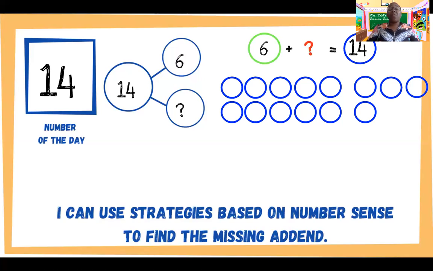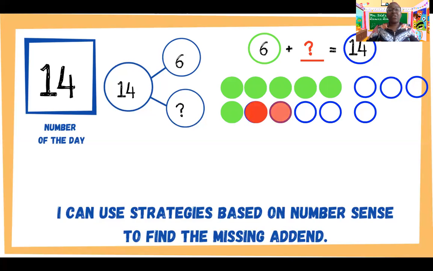Did you say that we're going to color in 6 of our circles to represent our first add-in? If you did, you're absolutely correct. Let's do that together. 1, 2, 3, 4, 5, 6. Great job. So what do we have left to do? That's right. Now we can find out what our missing add-in is by coloring in all of our remaining circles and counting to see how many there are. Let's color and count together.